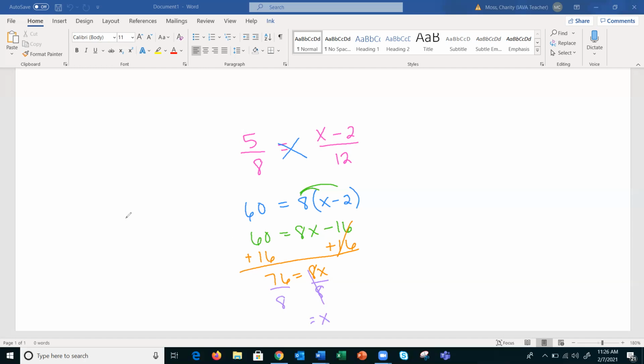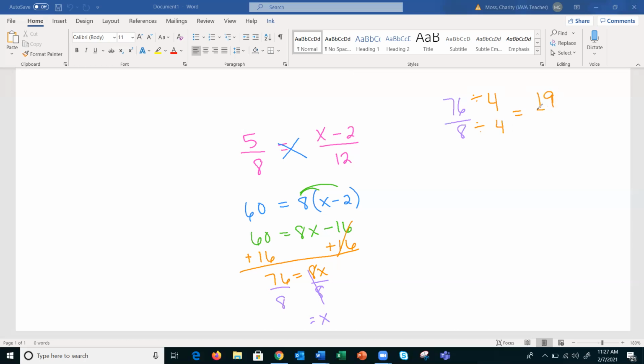76 and 8 are actually both divisible by 4. So just like our last one where we reduced 10 over 25 to get 2/5, we're going to do the same thing here. So let's bring 76 over 8 and think about what number will go into both of those. If you said 2, 2 is correct. It's just not the biggest one. 4 will actually go into both of these. 76 divided by 4 is 19.